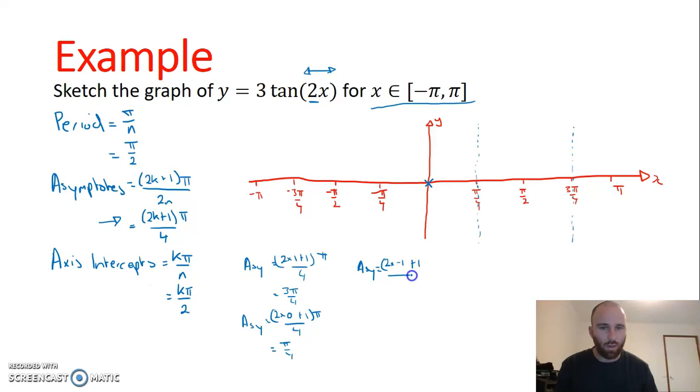Okay, plus 1 over pi over 4. It wants to draw, yep, there we go, it's a little bit slow. 2 times -1 is -2 plus 1. So that becomes -1 pi, so -pi over 4. So this is my other asymptote.